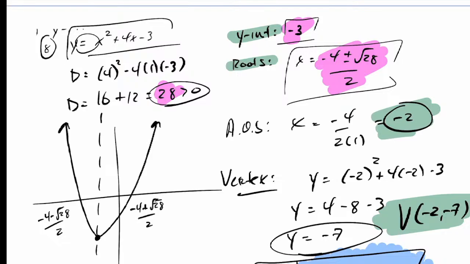How did I find the roots? I found the roots by calculating the discriminant, and I got 28. So I realized I needed the quadratic formula: negative b plus or minus the square root of my discriminant, over 2a. My a value is 1, so I'm just multiplying 2 times 1.